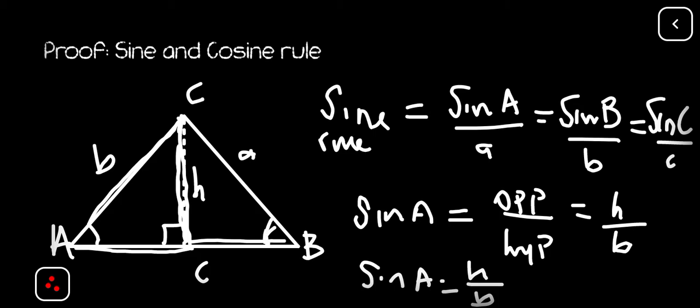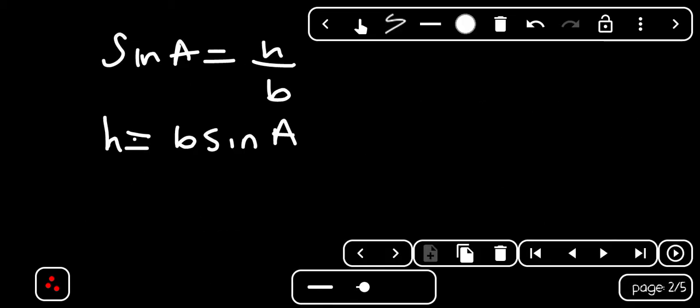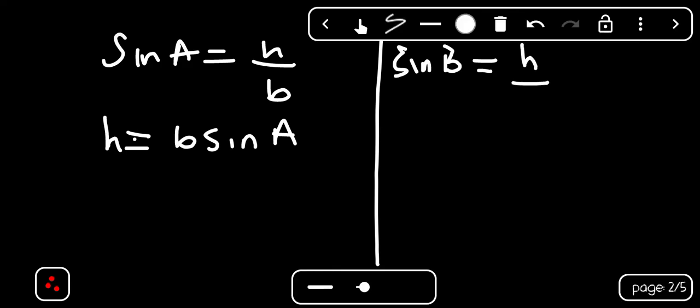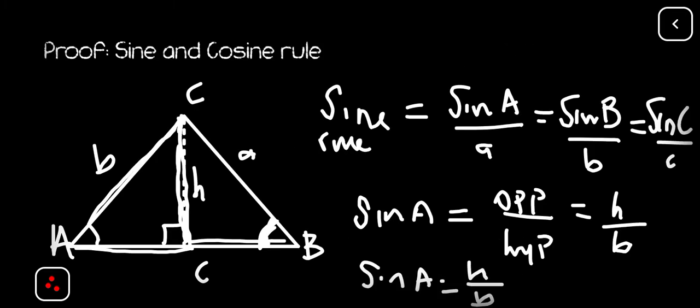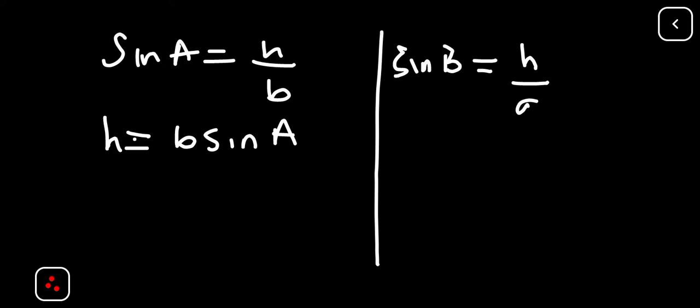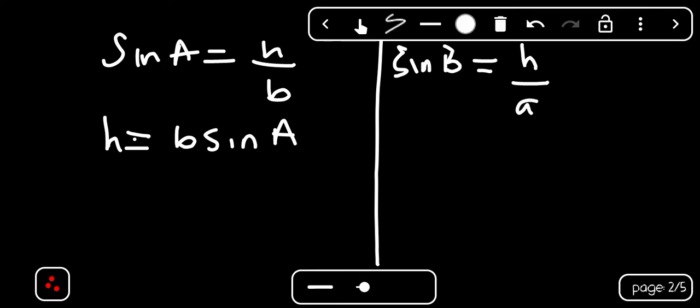If we want to get sine B, we will also need opposite over hypotenuse. But this time sine B is going to be H all over, because H is the opposite on that triangle. If you look at it, H is the opposite on this triangle, but this is now the hypotenuse for this triangle. So it's going to be H over A.